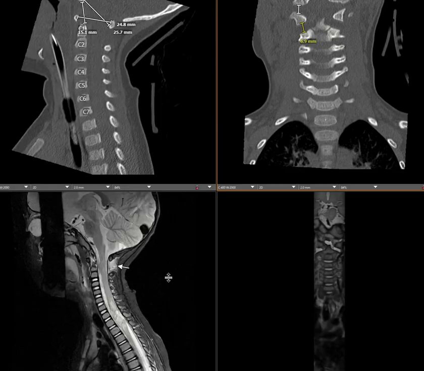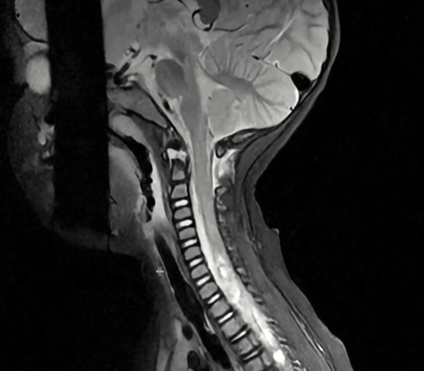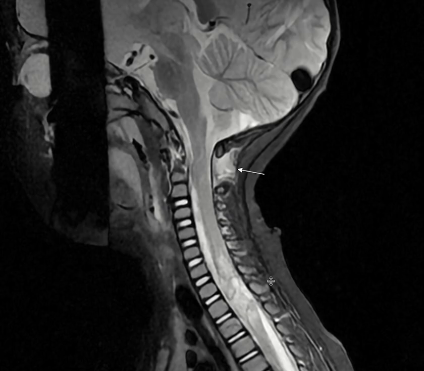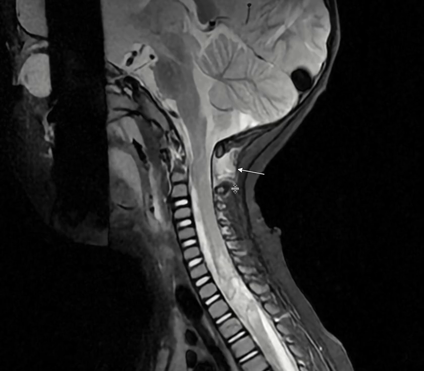Next we're going to look at the MRI. Look at this cervical spine MRI. This is the STIR sequence, and the reason I know that is because you see the fat is all dark. The signal of the fat is dark on the STIR, and anything that is bright is going to be abnormal.